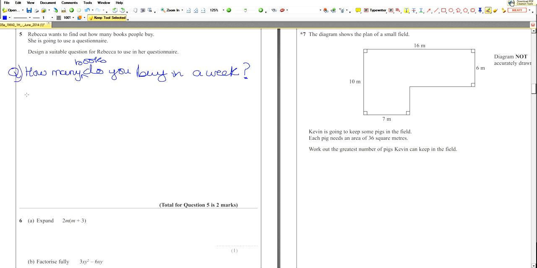Okay, now, here comes the answer. So for the answer, what do we need? What do you call them? We call them response boxes. Now, how many response boxes do we typically have per question? Roughly about 4 or 5, yeah?